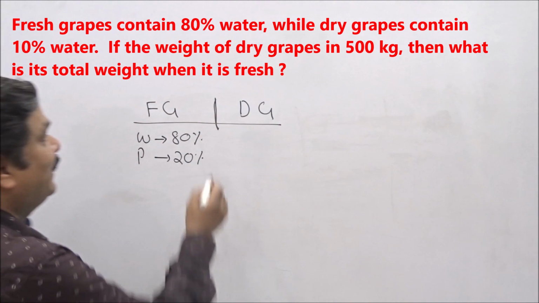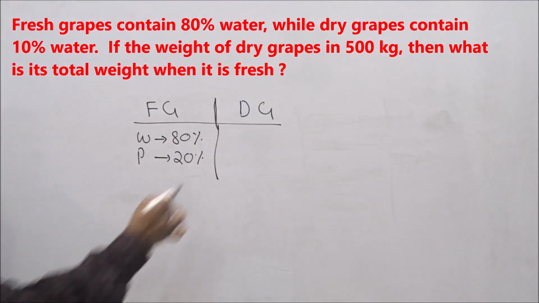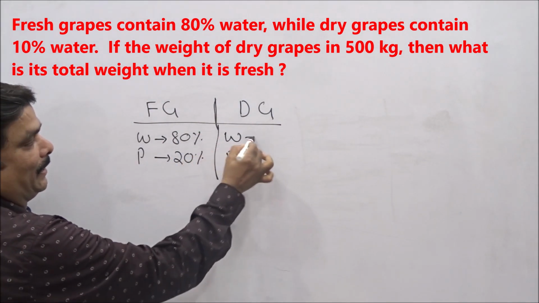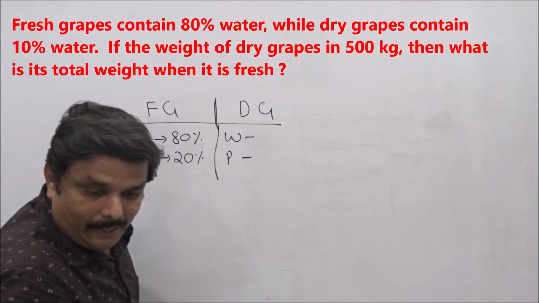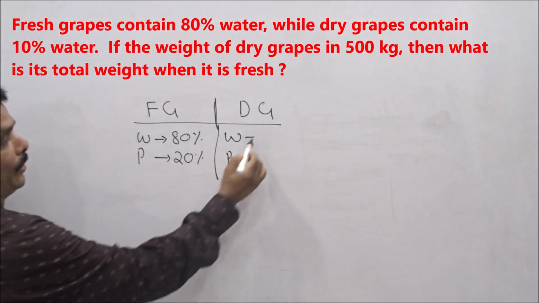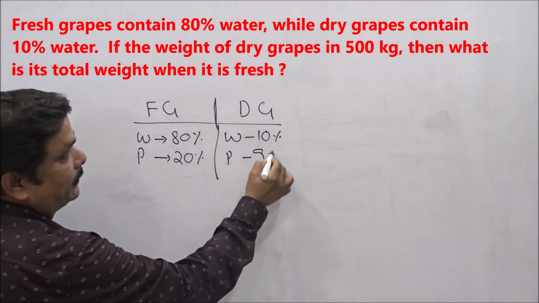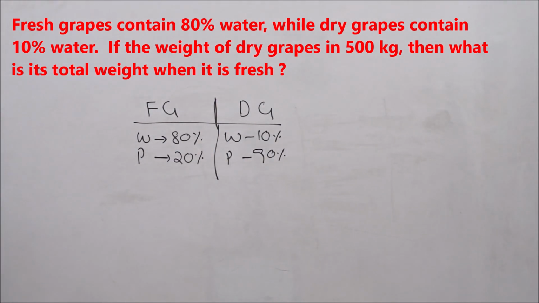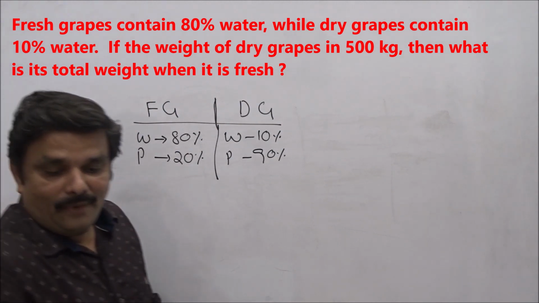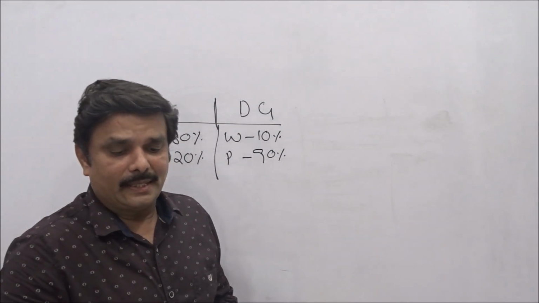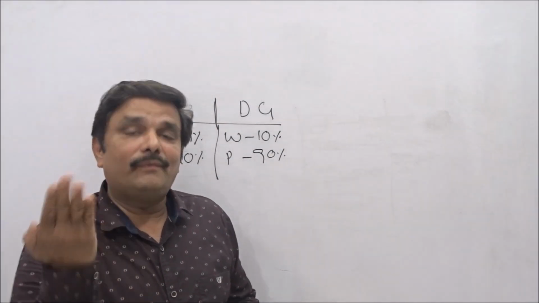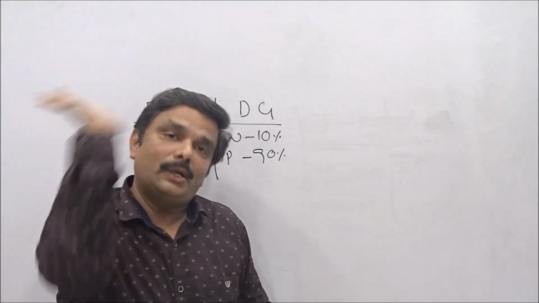Okay, right. In dry grapes, what is there? Dry grapes, water and pulp content is there, only 2 parts. Dry grapes contain 10% water. Water is 10%. That means pulp is 90%. Okay, now the question here is, if the weight of dry grapes is 500 kgs, then what is the total weight when it is fresh, or when it was fresh?